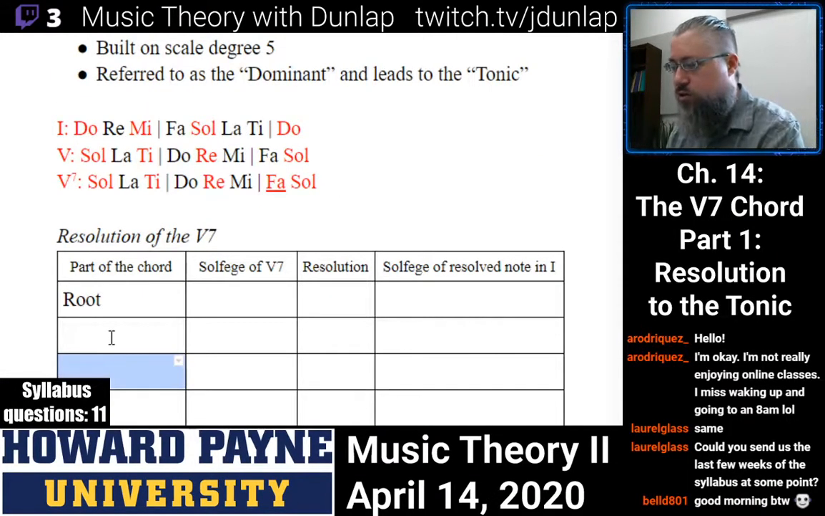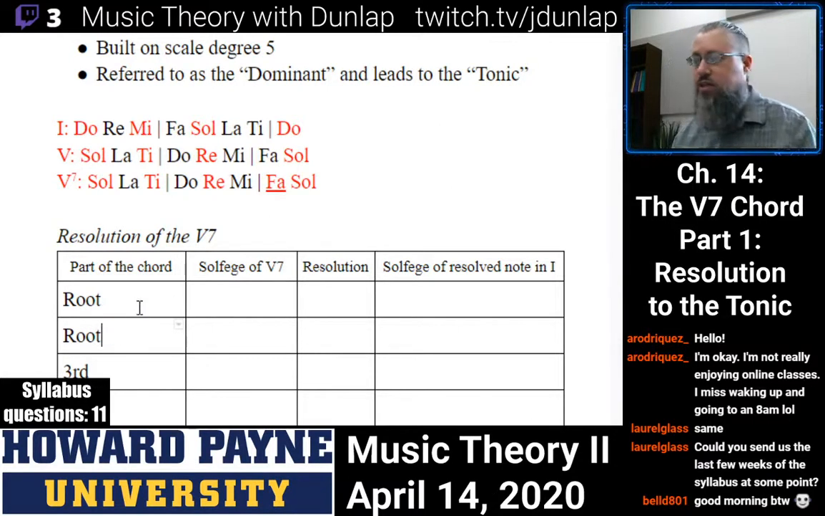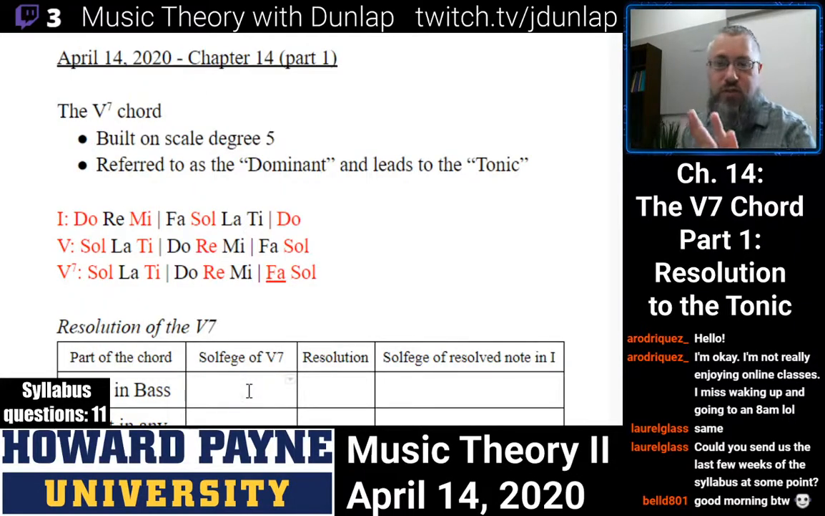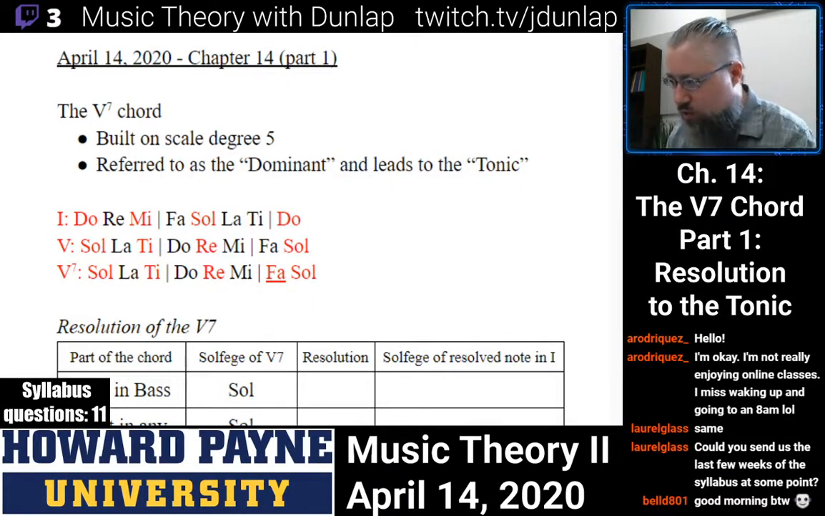We've got the 3rd, we've got the 5th, and we've got the 7th, and we also have the root. It's going to make more sense as we go. So we're going to talk about the root in the bass, the root in any other voice, 3rd, 5th, and 7th, regardless of where it is. The solfege of scale degree 5, mind-blowing, is sol. A third up from sol is ti, and then re, and then fa. This presence of the 7th, which is fa, is what's going to cause the dissonance.